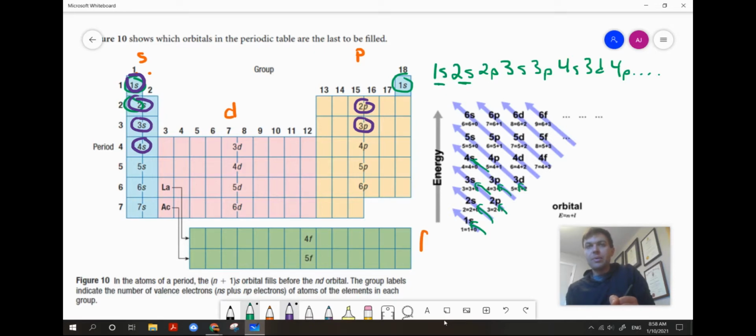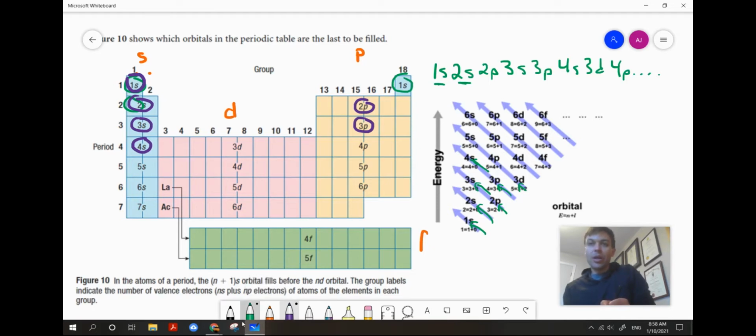Now I'll stop right there because let's notice some pattern here. When we're looking at the s blocks and the p blocks, the period matches with the energy level for that block. Elements in the second period in the s block, it's the 2s sublevel, and then so on with the 2p. And if you look down here, the 6p sublevel is found in this p block of the 6th period. So the period tells you the main energy level.